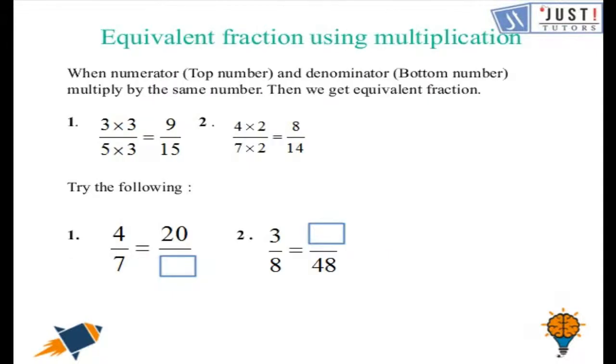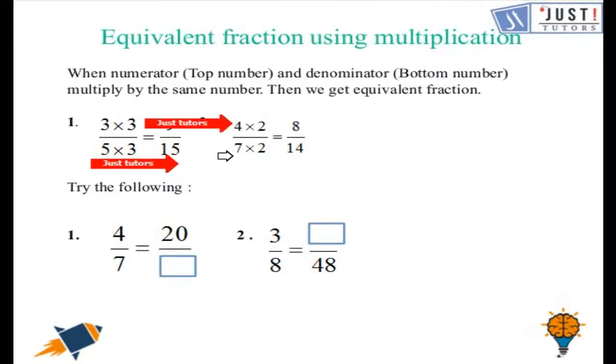Now let's move forward and talk about equivalent fractions using multiplication. When you multiply the numerator and denominator by the same number, then we get an equivalent fraction. For example, here we started with the fraction 3/5 and multiplied both the numerator and the denominator by 3. The fraction which you got here, 9/15, is equivalent to 3/5.